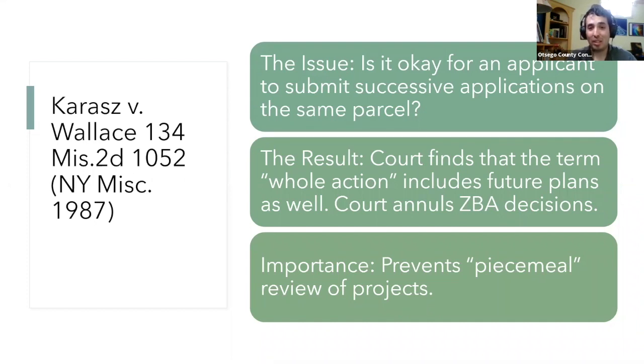And what the courts decided is that the applicant is responsible for providing information describing the whole action, which means all of their plans to develop on the site, including future plans as well. And so they can't just submit a 4-unit apartment building proposal by 4-unit apartment building proposal, because once you get to like 10 of those approvals, you now have 40 units. And that's a lot different from having 4. And so the court said that piecemeal reviews are unacceptable, and they annulled the Zoning Board of Appeals decision.